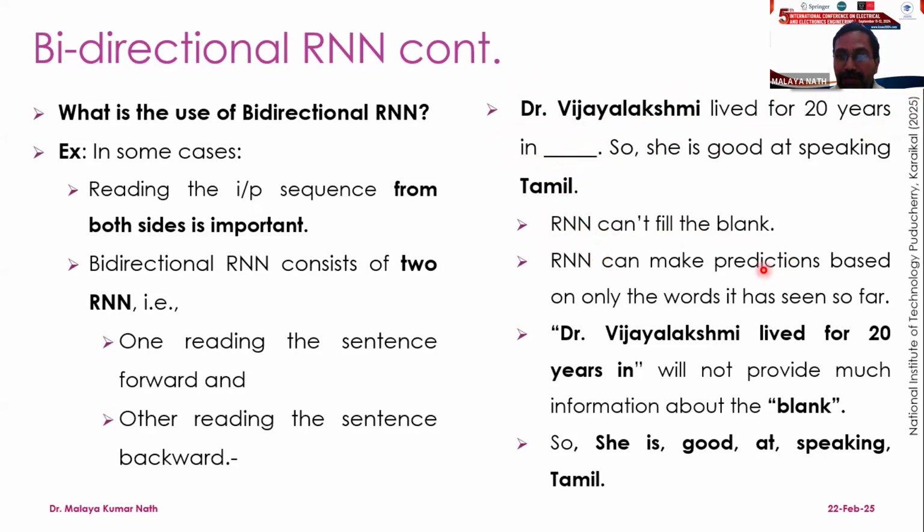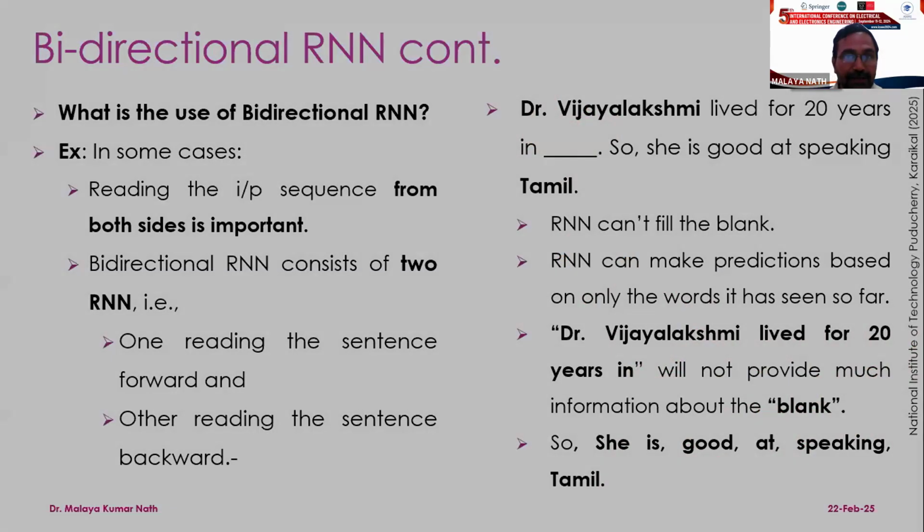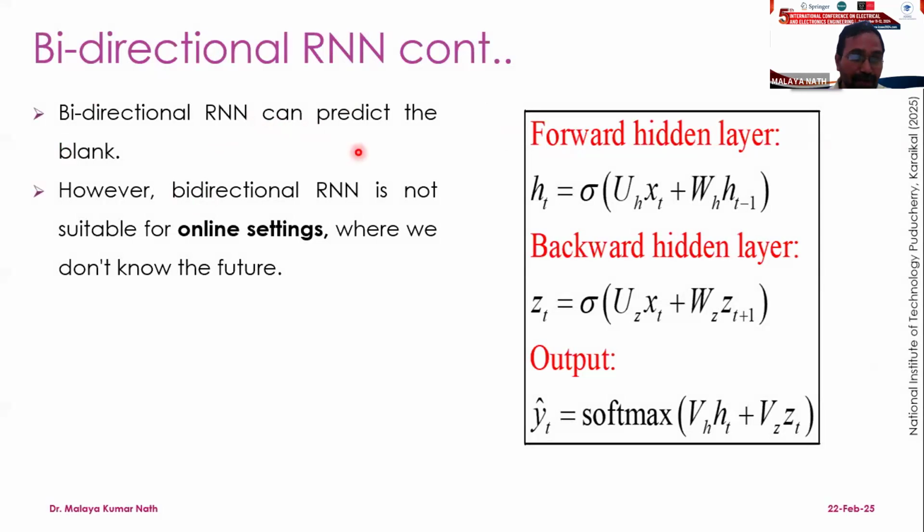RNN can make predictions based only on the words it has seen so far. So if we look at the past statement, the RNN can see the words up to this, that means from Doctor to in. Based on this, it cannot fill the blank. So Dr. Vijalakshmi lived for 20 years in will not provide much information about the blank. But when the statement that she is good at speaking in Tamil is there, it can retrieve the information that she lived in Tamil Nadu. However, the bidirectional recurrent neural network is not suitable for an online setting where we don't know the future; there it may not work.